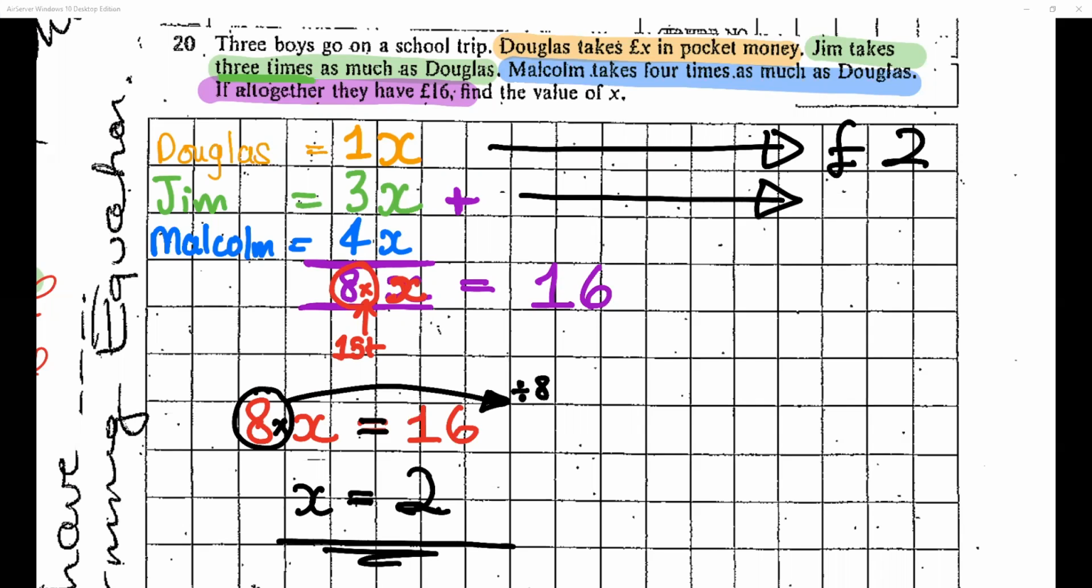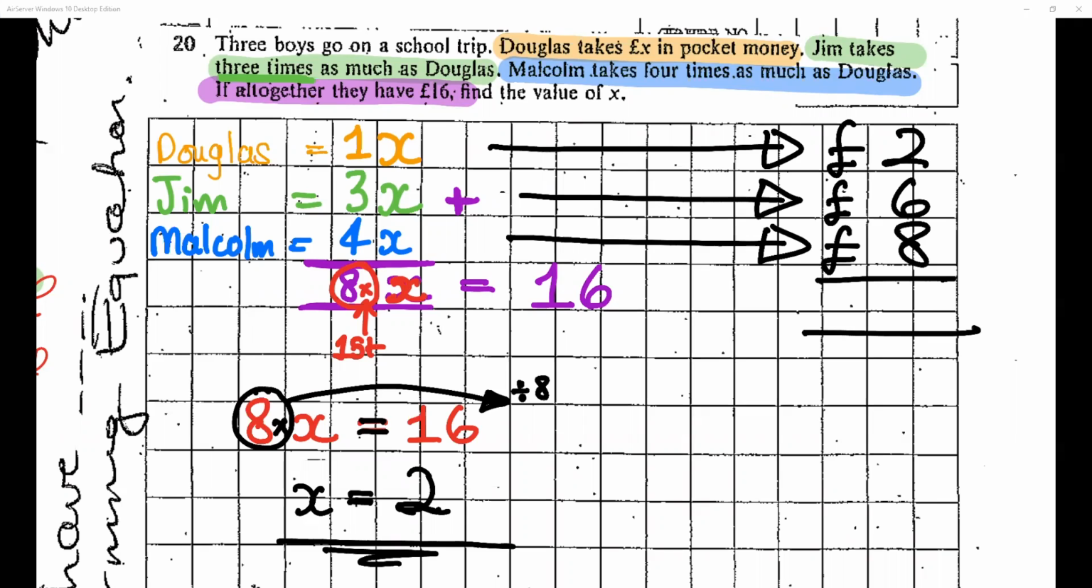Jim has 3 times as much. So he has how much? £6. Fantastic. And Malcolm has 4 times as much as Douglas. Douglas is top one, so he has £8. Fantastic. It's 4 times 2 is 8.